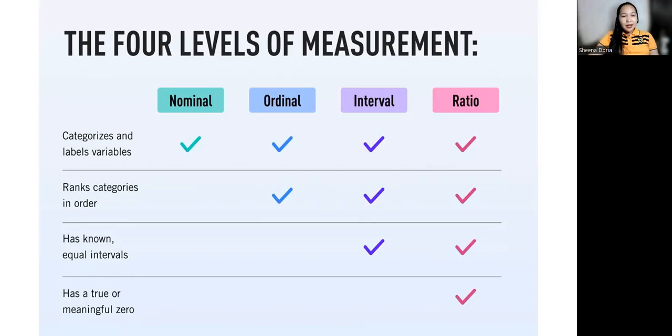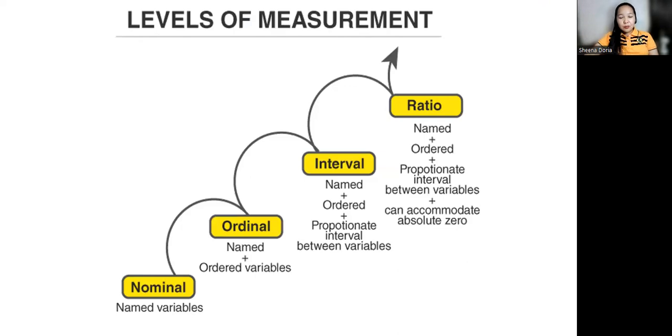Parang mali yung sinabi ko kanina. Pero sa ranks, pag may ranking, we deal with ordinal data. Pero at the same time, we label. Okay, pag interval, we label, we rank, and has equal intervals. The differences are known. And pag ratio level data, we categorize, we label, we rank, it has known equal intervals, and has an absolute zero. Okay. So, I think another summary is here. Ayan, yung nominal name variables, pag ordinal name plus ordered variables, pag interval is name plus or categorized, or classified plus ordered or ranked plus proportional interval between variables, and ratio is name plus ordered plus proportional interval between variables, and can accommodate absolute zero.